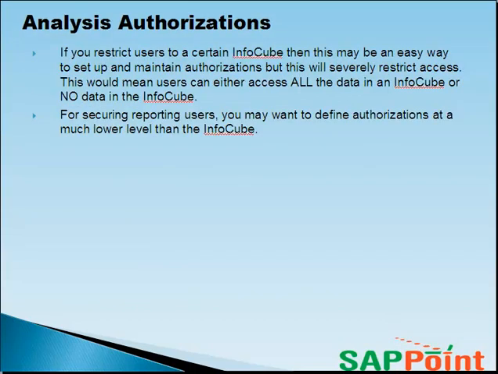Now, you can restrict access for users to a certain InfoProvider, that is, an InfoCube. While it may be a very easy way to set up the authorizations, it will severely restrict access. What it means is that when the user gets access to an InfoCube and a query is executed on that InfoCube, depending on what the authorizations are, the user may either get all the data from the InfoCube or no data at all.